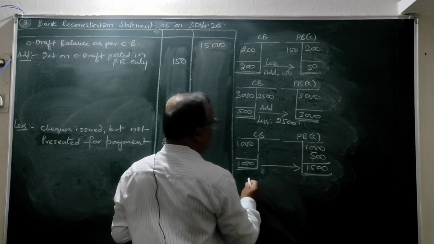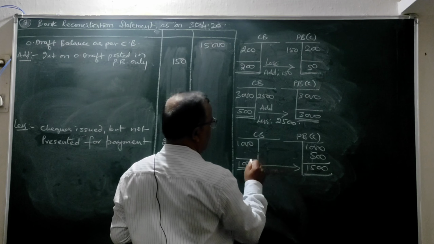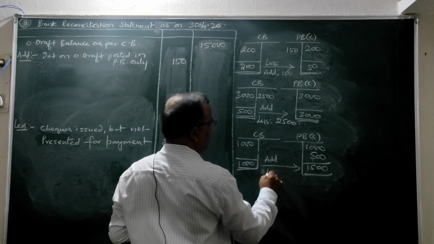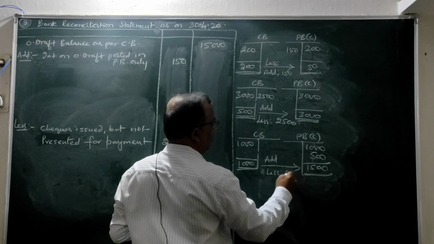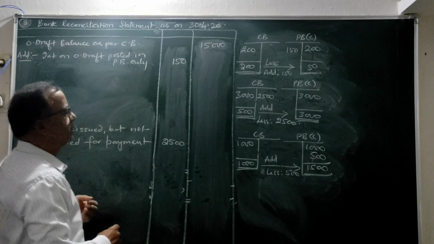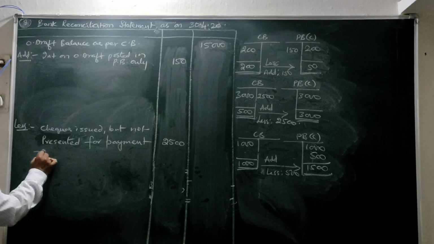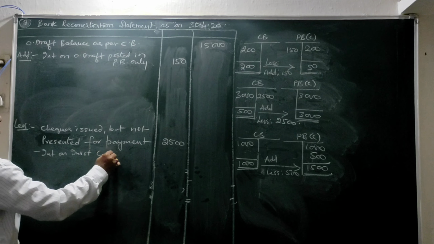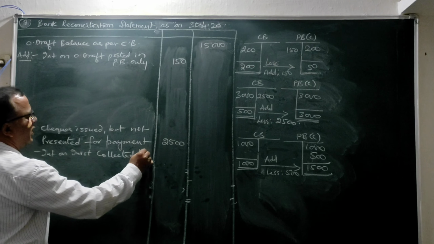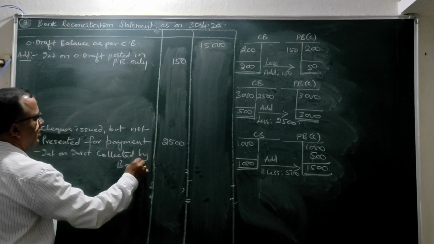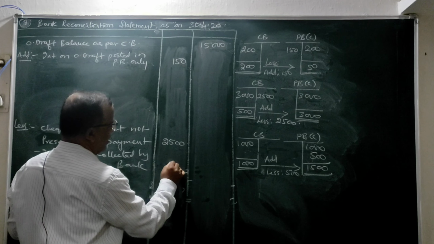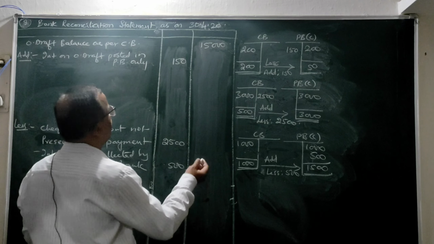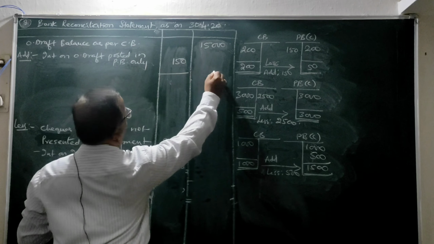So what should we do? 1,000 should be converted to 1,500, so to this we should add. Since it is an overdraft, it is the opposite, so less. How much? 500. So below, less: interest on investments collected by bank, 500. This is a short problem; only one item is there.